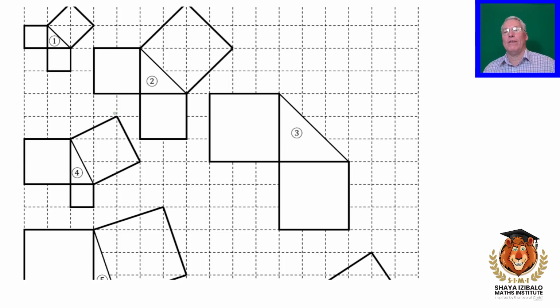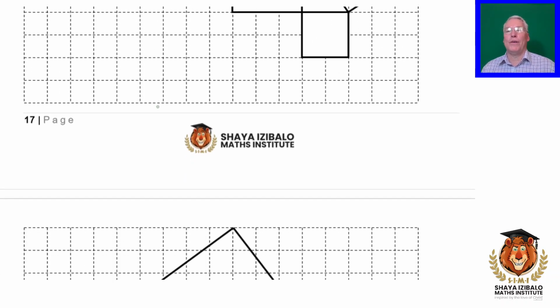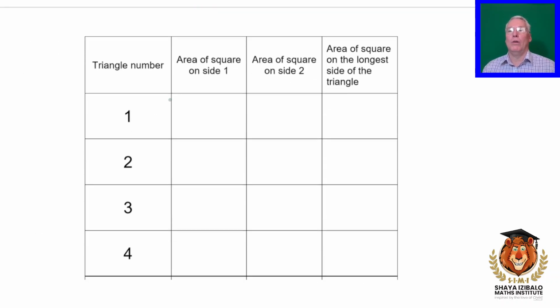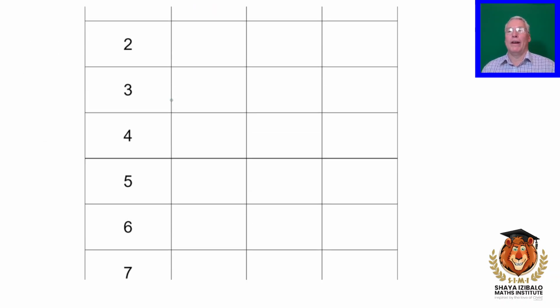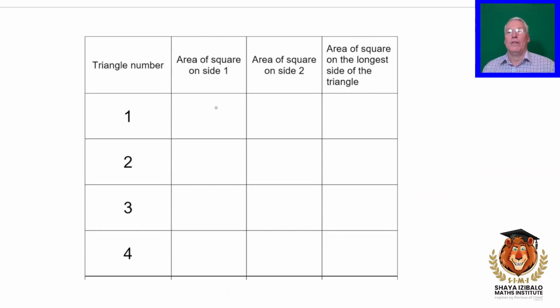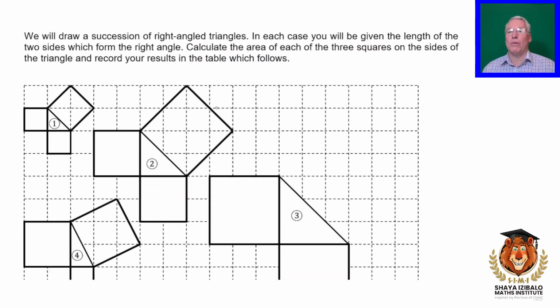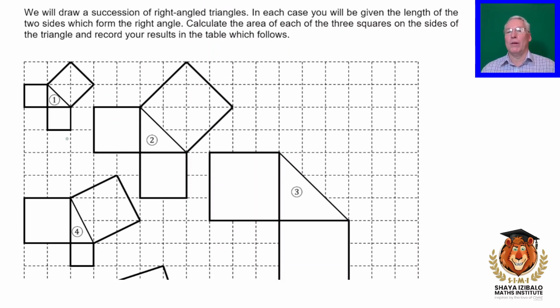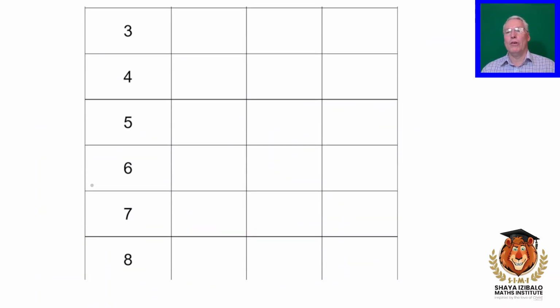We're going to try and count the area of the squares, all right? And fill in the table on page 19 of your workbook. So we'll do the first one together with you just to make sure that you understand what we're doing. We're going to work out the areas of these squares. So this is 1 centimeter squared, and this is 1 centimeter squared. Let's just go to the table and show you.